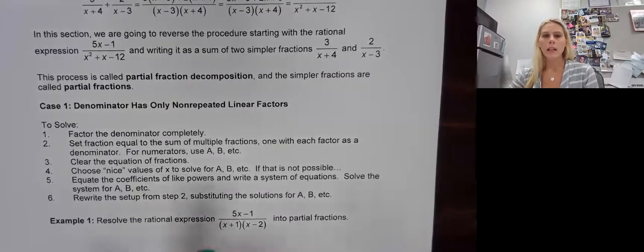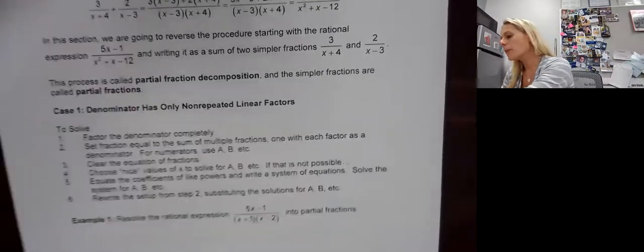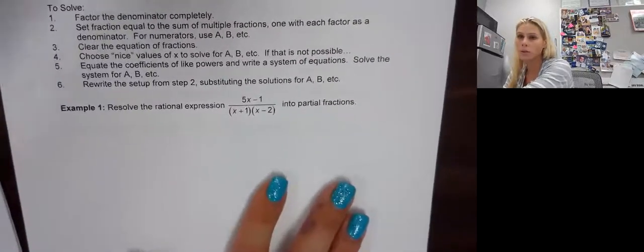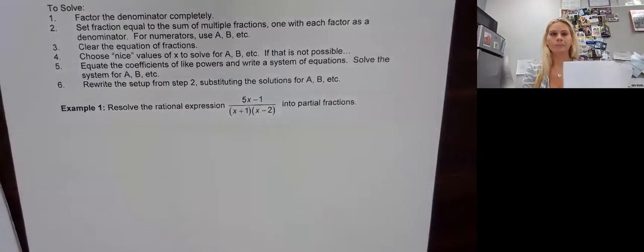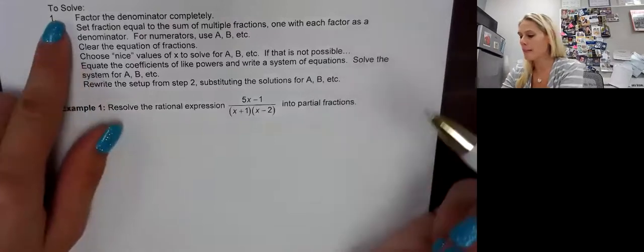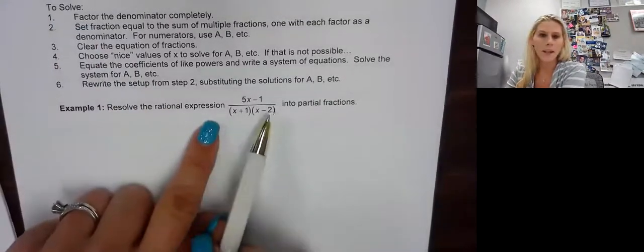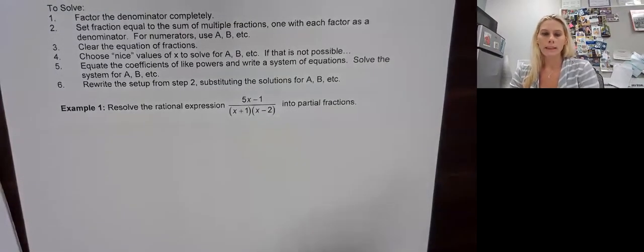We're going to clear the equations of fractions, and then we're going to choose nice values of x to solve for A and B, if it is possible. So we're also then going to be using some elimination or substitution to help us with A and B, okay? So what did that all mean? So let's go step by step. One says factor the denominator. As you can see, the denominator is already factored into x plus 1 times x minus 2.